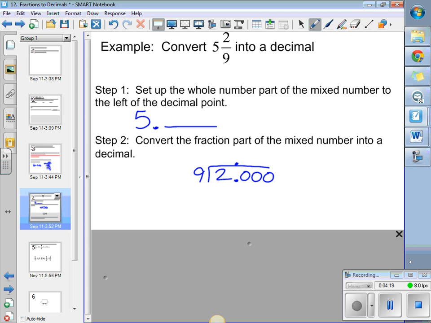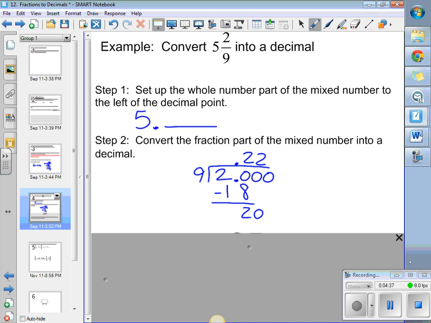How many 9s are in 20? Well, hopefully you look at that and you think, okay, there's going to be 2. Again, we're ignoring that decimal there for the sake of our division. 2 times 9 is 18. Oh, look at that. I've got the same problem again. What are we noticing here? I've got an 18 again. Well, I see that I have a repeating decimal. So I have 5 and 2/10 repeating.